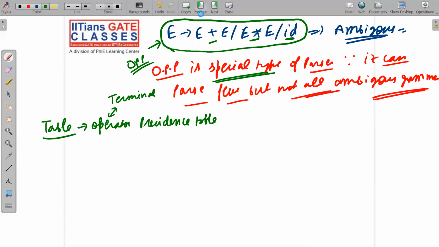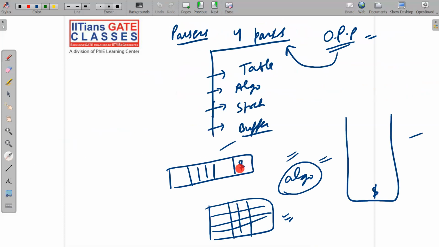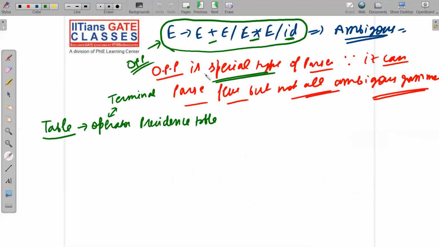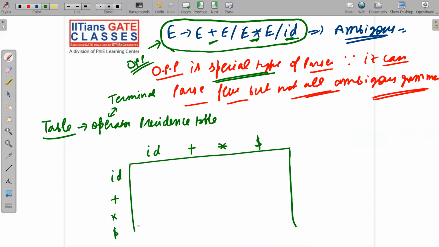So see this now. This is the dollar. Dollar at the end of the string, and dollar is the first symbol in the stack, and so on. So we will consider dollar also as an operator. How many terminals are there? We have three terminals here. So we will construct the table like this. I will write ID, plus, star, dollar, and here also ID, plus, star, dollar.